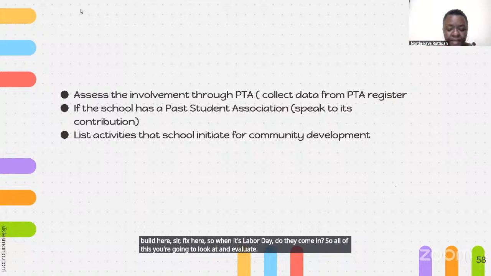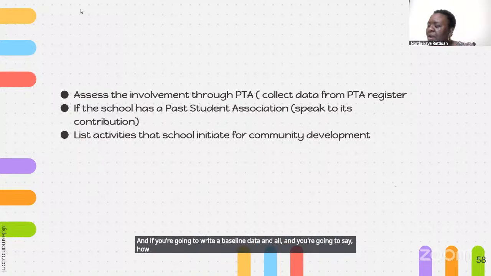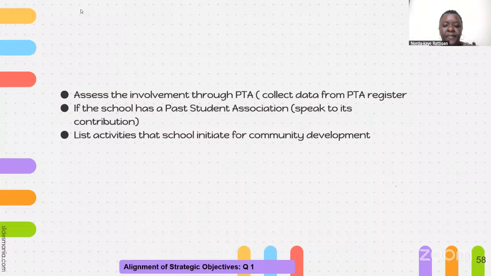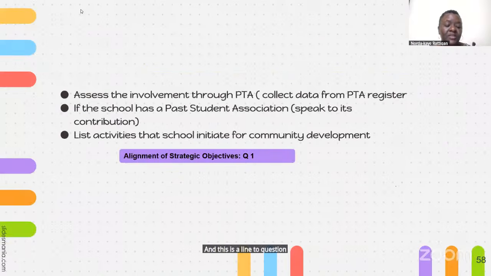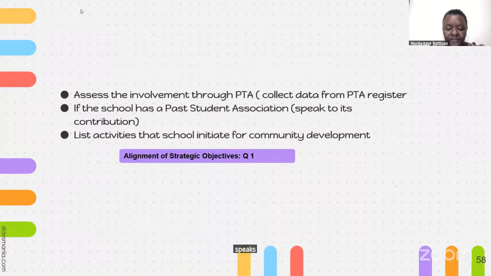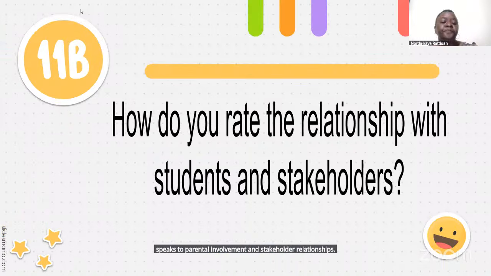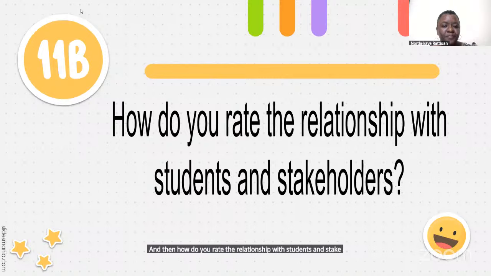And if you're going to write your baseline data now, you're going to say, how can I improve the parents' participation in the school? And this is aligned to question number 1. Question number 1 in the strategic objective speaks to parental involvement and stakeholder relationships. And then, how do you rate the relationship with students and stakeholders?